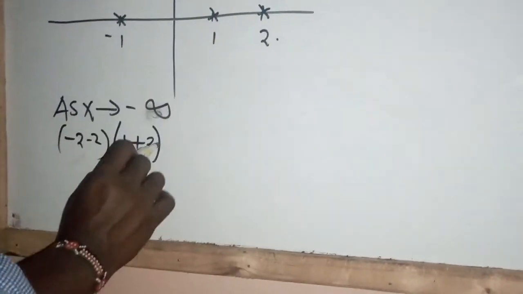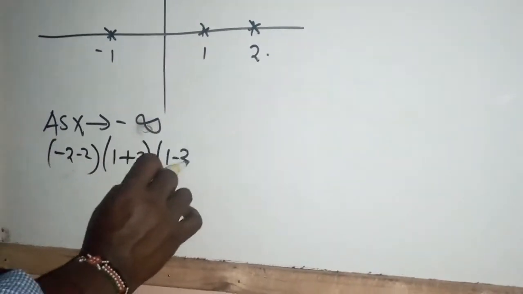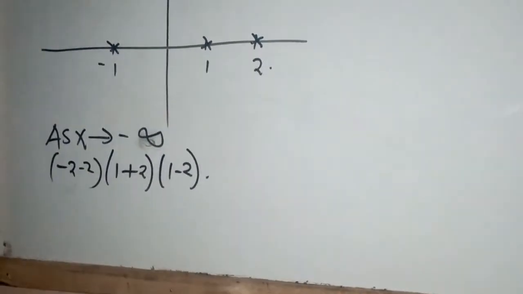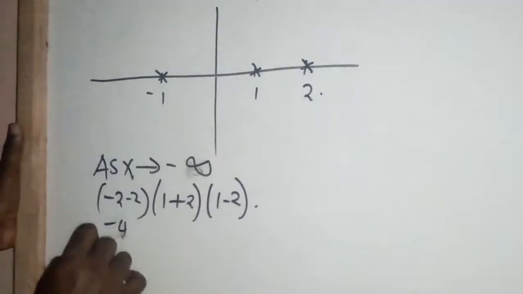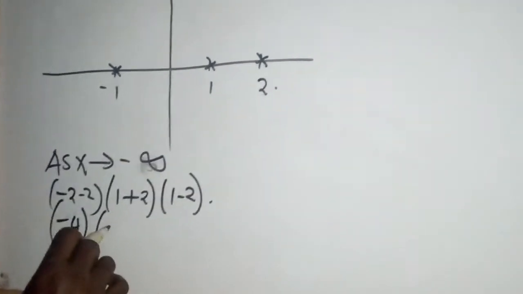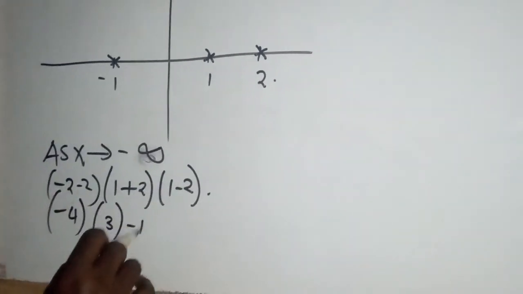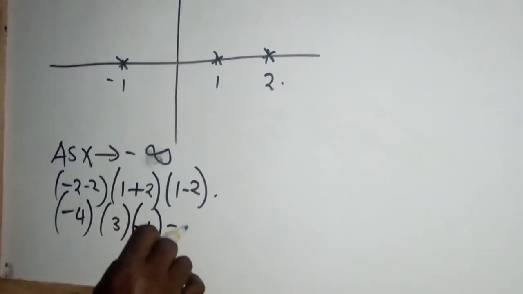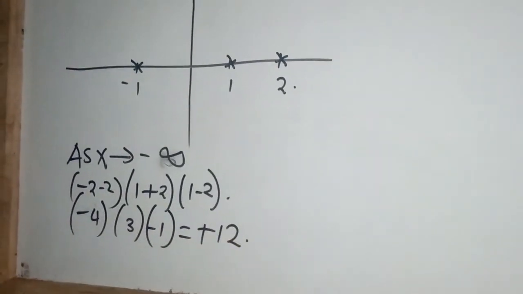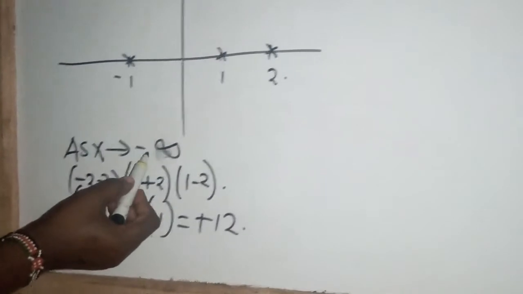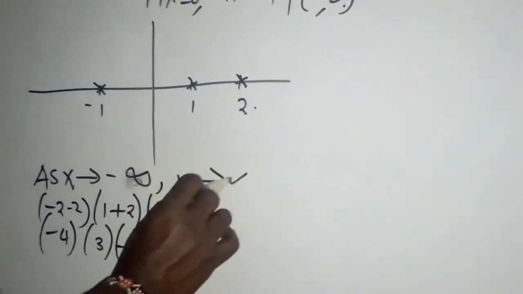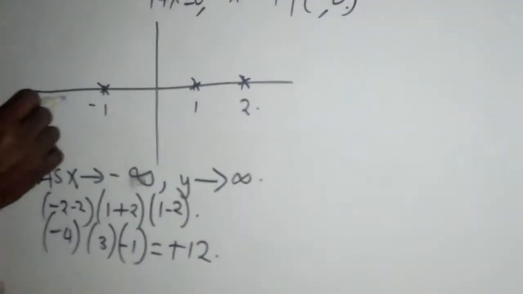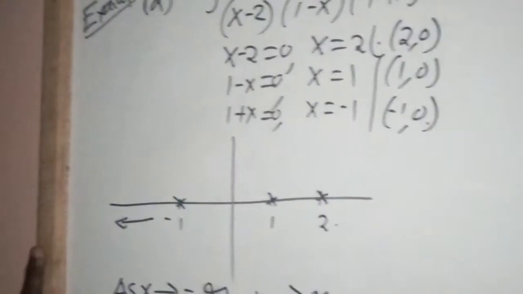The third bracket, 1 plus -2, that means -1. This bracket is -4, this one is 3, and this one is -1. And you can see this is a positive 12. So as x approaches negative infinity, y approaches positive infinity.